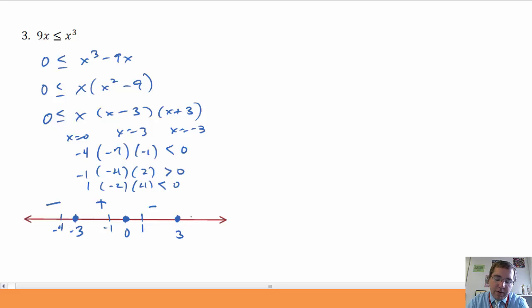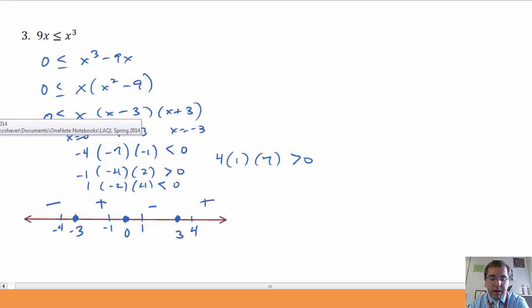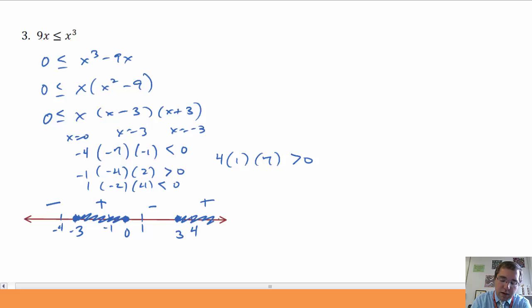And I pick a number to the right of 3. How about 4? That would be 4 times 4 minus 3, which is 1, times 4 plus 3, which is 7, and that's going to be positive. So everything to the right of 3 will end up positive. So I want only the places on my number line where this is greater than or equal to 0, or where 0 is less than or equal to it. So I want only the places where it's positive. So that's between negative 3 and 0, and greater than 3.